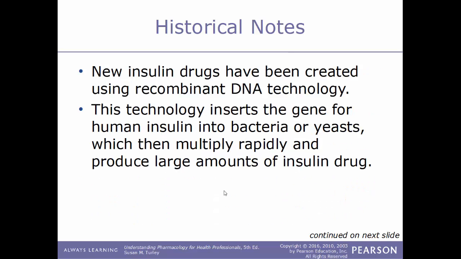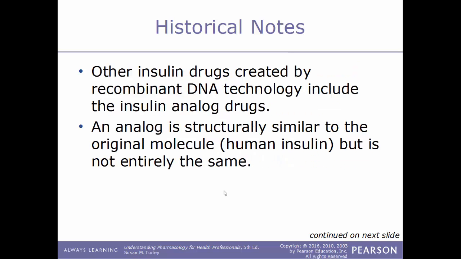Now, new insulin drugs have been created using recombinant DNA technology. This technology inserts the gene for human insulin into a yeast or a bacterium, which then multiply rapidly and produce large amounts of insulin drug. Other insulin drugs created by recombinant DNA technology include insulin analog drugs. An analog drug is structurally similar to the original molecule, but is not entirely the same.